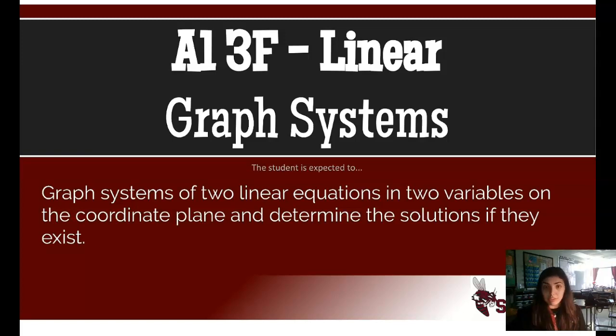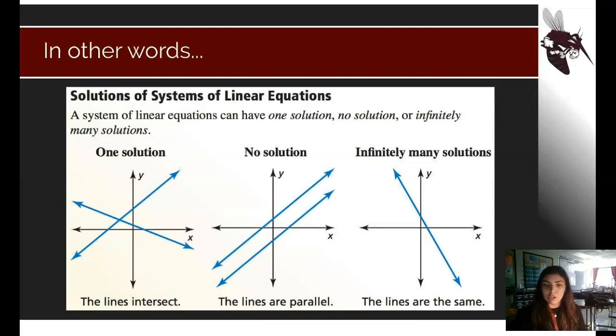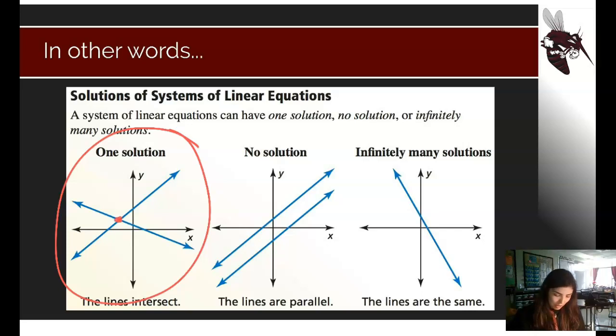So what a question might look like for this is letting students determine the three types of solutions that we might have. 99% of the time, we're going to see a system where the two equations meet at an intersection point where it has one solution, and that solution is the coordinate x comma y where they cross.